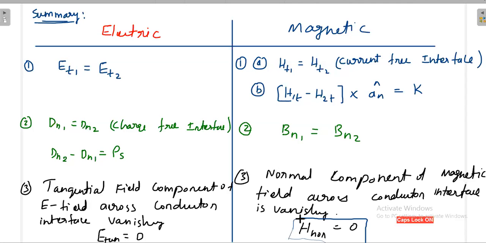Once you remember this table, you can answer any question from the boundary condition topic. Without worrying about anything else, derivation and all, you can easily answer. Even a GATE question you can answer. Once we remember this table properly, with a little bit of understanding, you can solve even a GATE question. Okay, so next I will move to magnetic force.